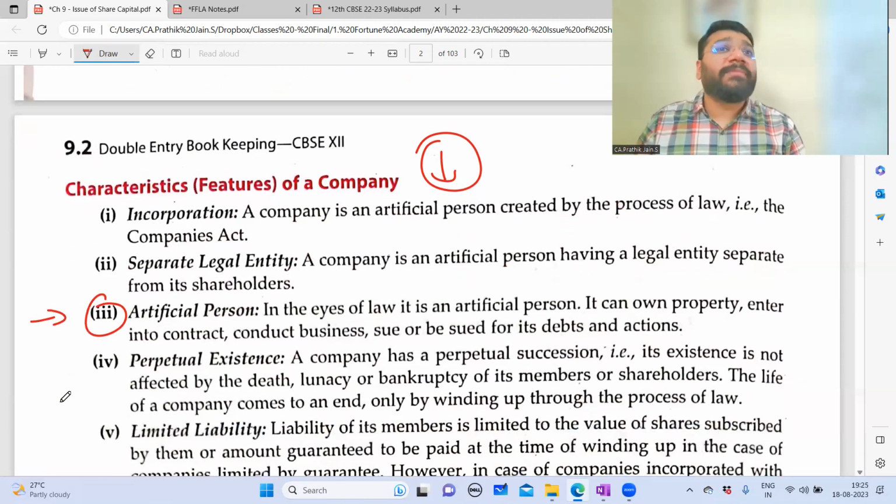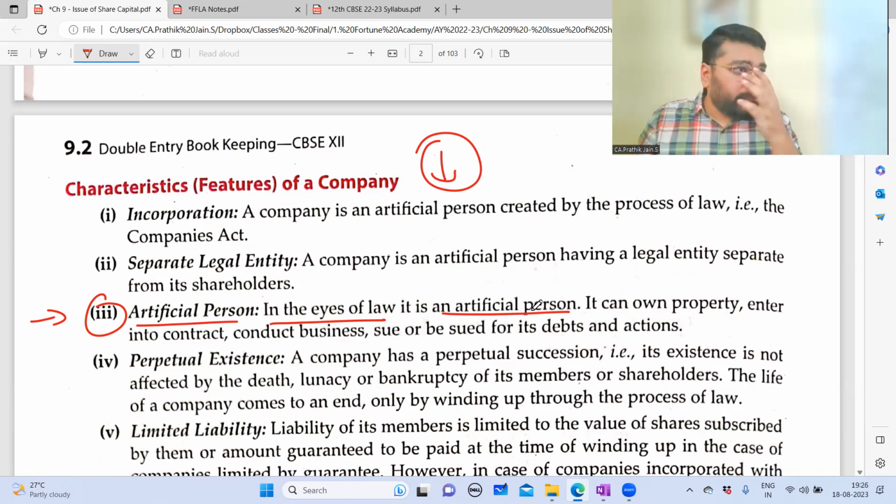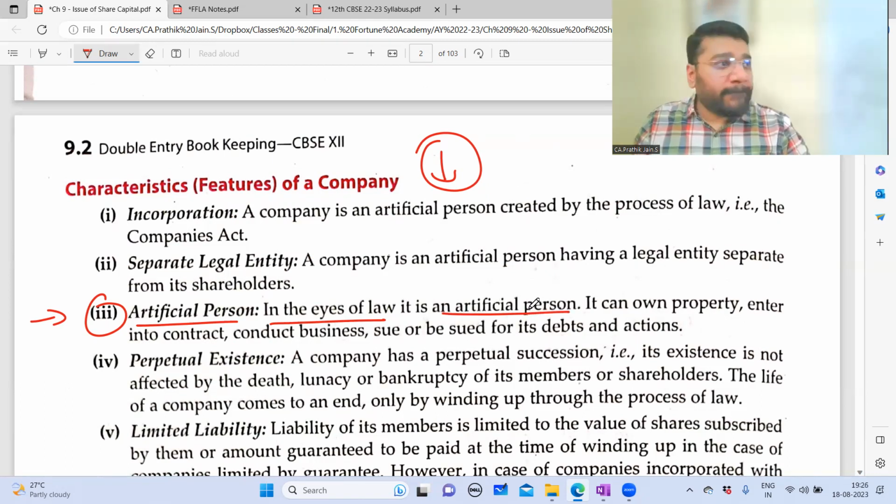So please concentrate. Artificial person. In the eyes of law, a company is an artificial person. Why? My question goes to all of you. Why should a company be given the status of being called a person? To buy and sell. Correct.